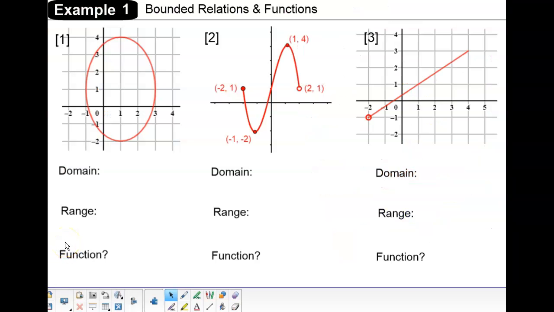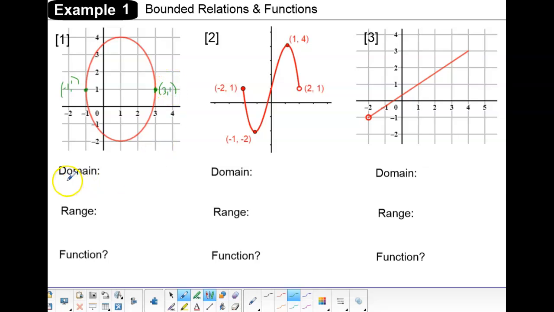So in example 1 in the notes, these are all examples of bounded relations. And recall, when you want to find the domain, you start from the left and then head to the right because you're looking at x values. So our lowest x value on this graph is going to be here. This is at x is -1 because that's the point -1, 1. And then our highest x value on this graph is over here on the right, where the x is 3 and the y is 1.